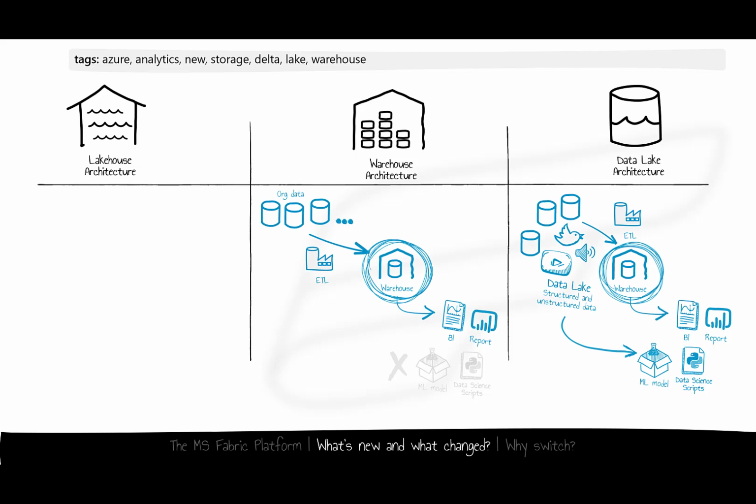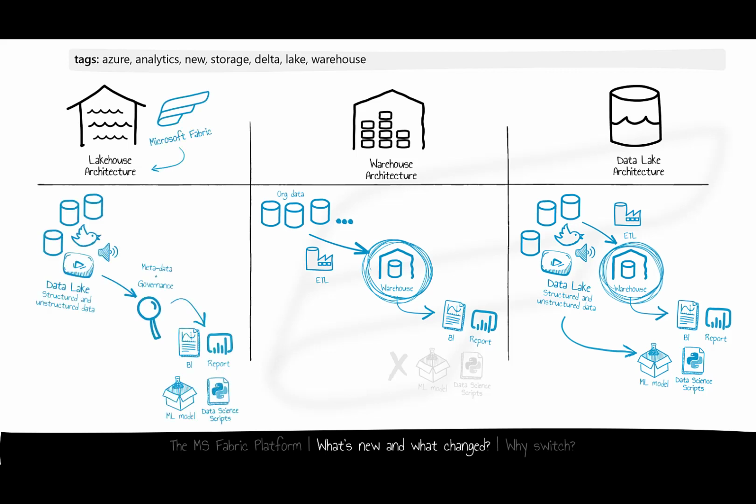In the end, let's take a look at the lakehouse architecture. This is the architecture that is implemented in Microsoft Fabric, where structured and unstructured data in the data lake is tagged or enriched with metadata and governance applied to it. And from there, that data can be used for BI analytics, including Power BI reports, machine learning models, and data science Python scripts. We are back again at this diagram.